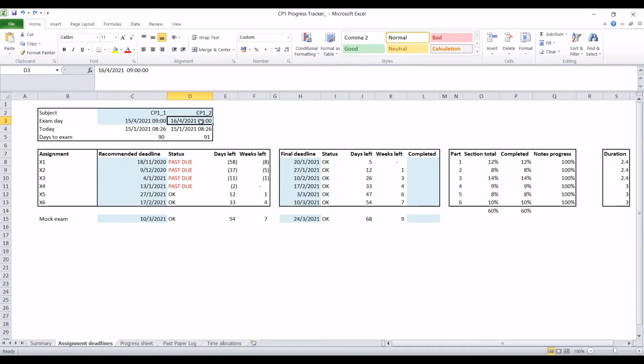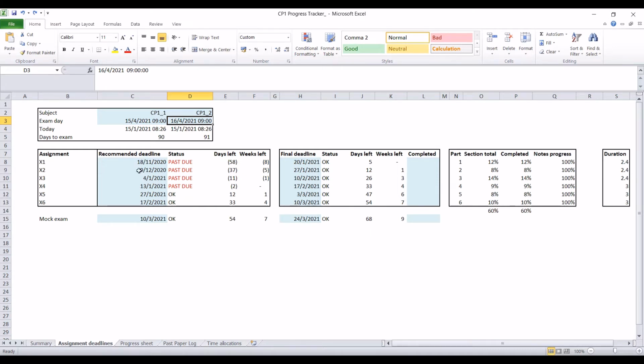the dates that they're going to be written, most likely at 9 a.m. I've used 9 a.m. local time, but it'll be 9 a.m. UK time. It doesn't really matter because I'm unlikely to be studying on the day anyway, so it doesn't affect my calculation for the days to the exam.